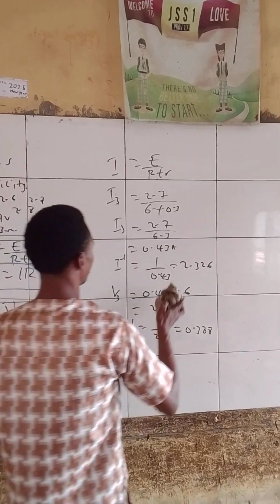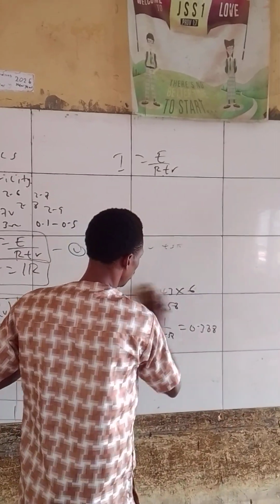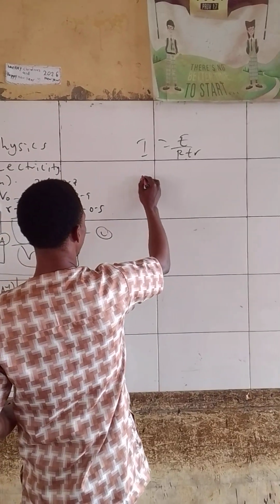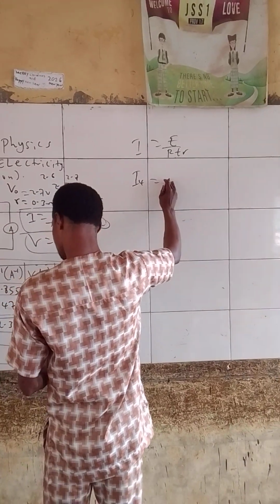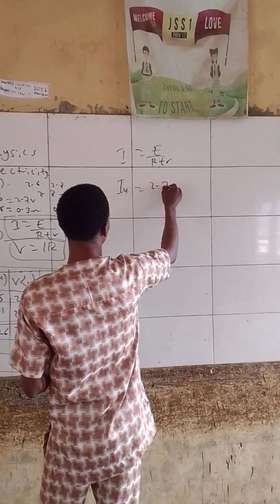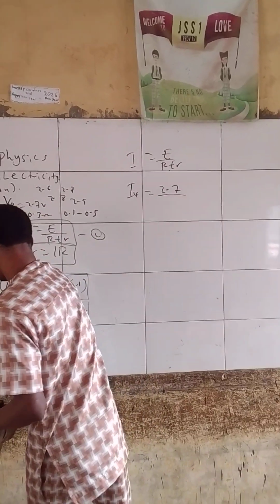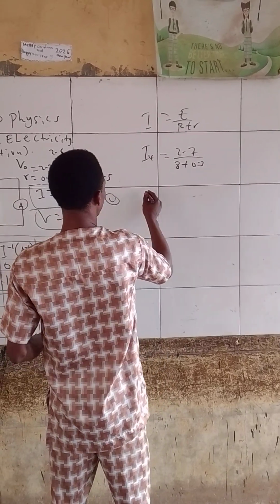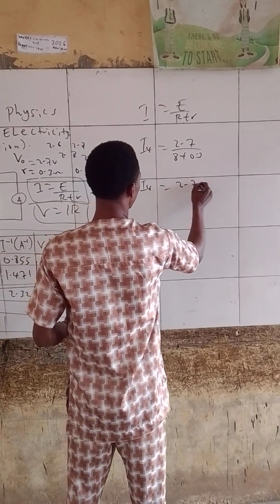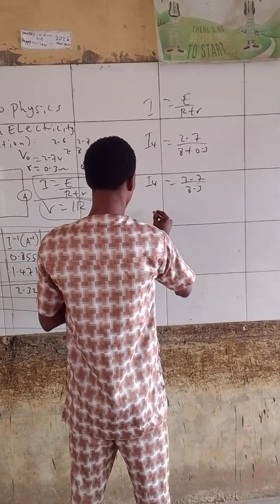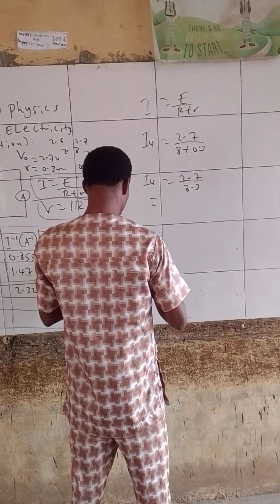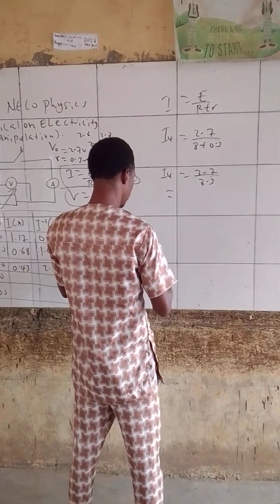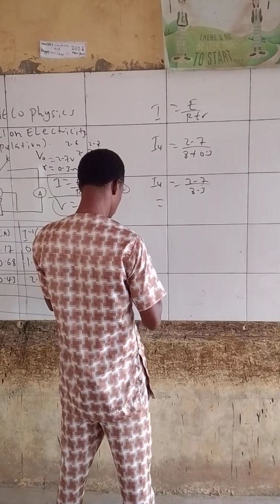I'll move to the fourth one. What is the fourth current? That is 2.7 over my first resistance, that is 8 plus 0.3. Don't forget my internal resistance, 0.3. So 2.7 over 8.3. What will the answer be? 2.7 divided by 8.3.